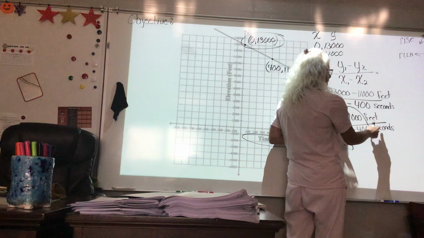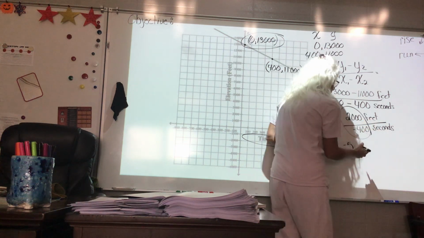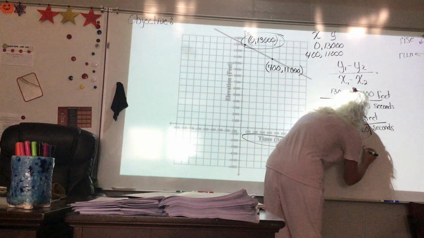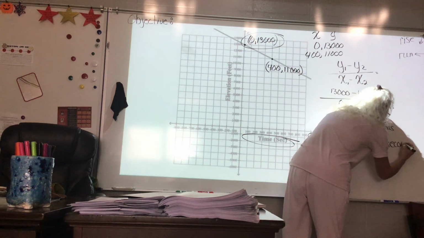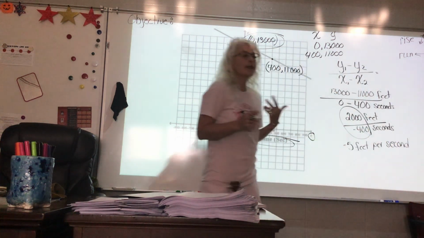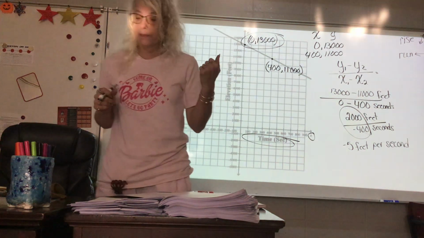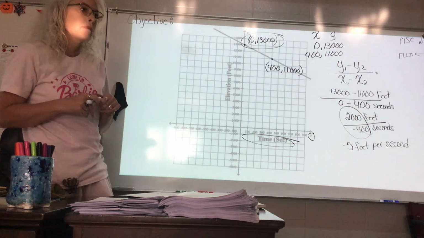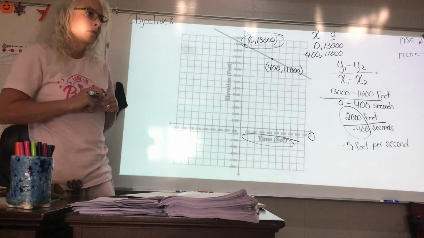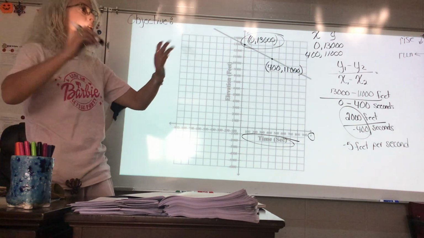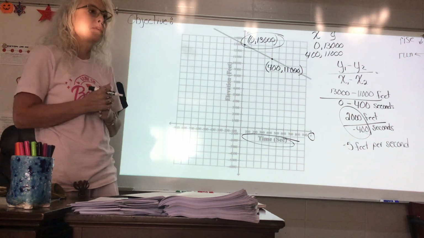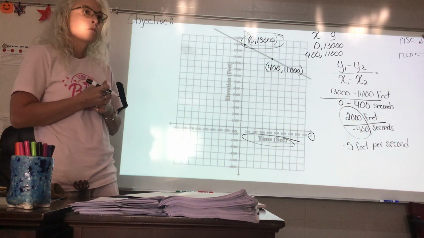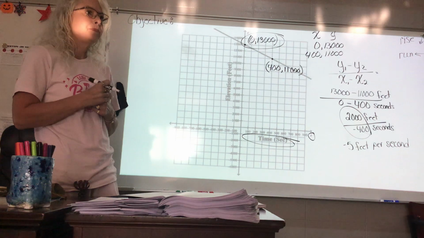Now, is this going to be seconds per feet or feet per second? Feet per second. So, what's it mean in this context, Aaron? Dunker's elevation decreases by 5 feet per second. Absolutely wonderful.